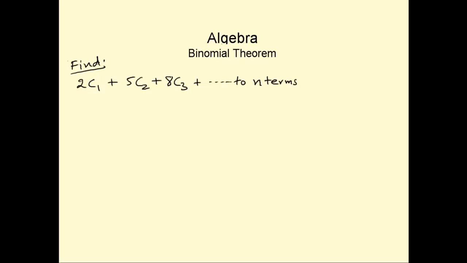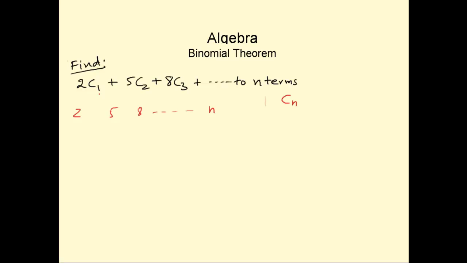So this one looks like c1, c2, c3. So the nth term would have a cn for sure, right? But we need to find what is the coefficient before that, or the factor before the cn. So the factor looks like 2, 5, 8, and so on till n. So this looks like an arithmetic progression, right? 2, 5. So 5 minus 2 is 3, 8 minus 5 is 3.